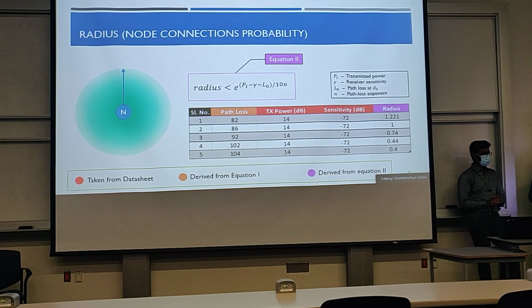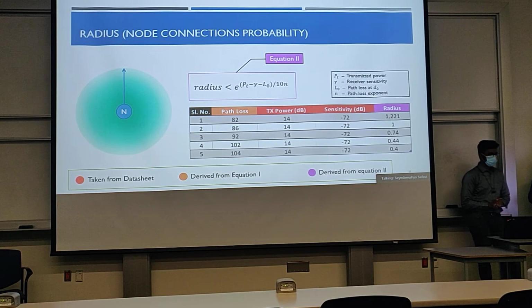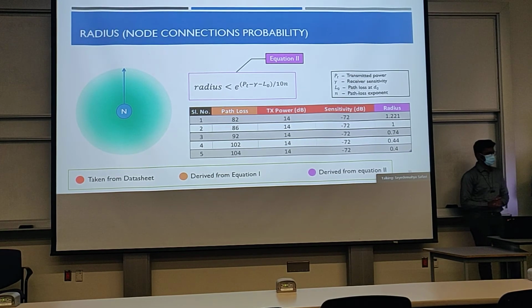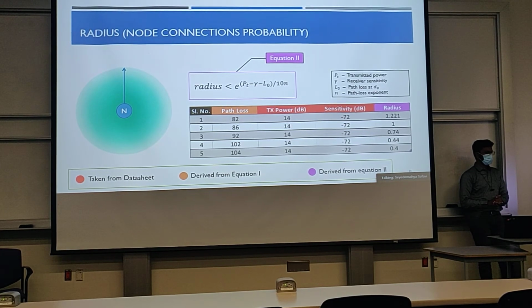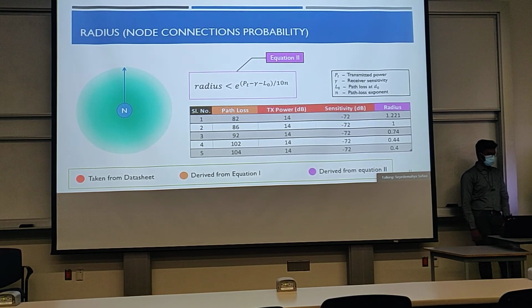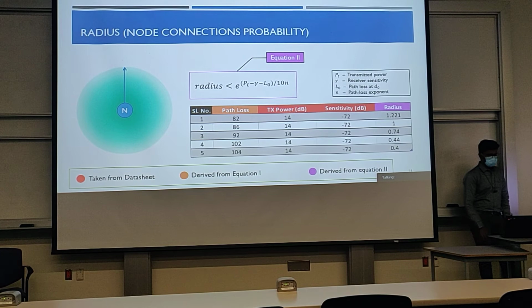So based on the path loss function, transmitted power and sensitivity, the radius is calculated, and it shows that within a radius of 1.221 meters, all the nodes can be connected with this path loss, transmitted power and sensitivity. So all these parameters were used to analyze our mesh network. So I would then hand over to my colleague Ashish.